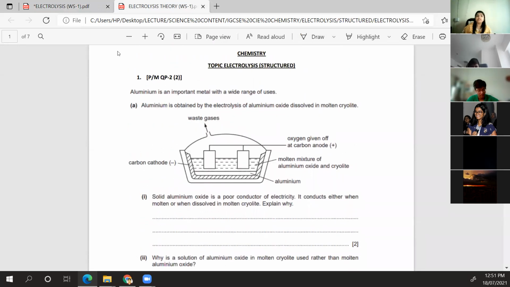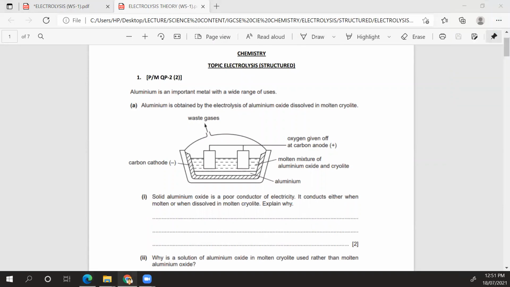Now, in structured questions, the important challenge that we need to understand is the markings, like what marks they have asked for and how much to write, because it's not that they demand for so many stories or something like that. So we have to be very crisp in writing the answers. Okay. So let us go with question number 1.